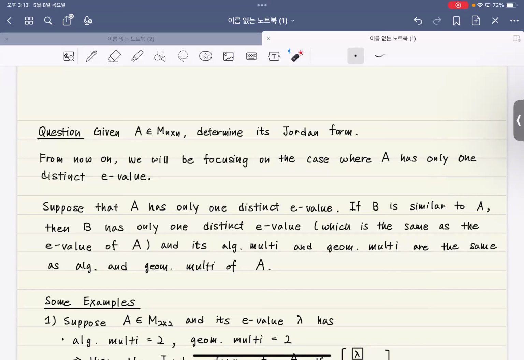Right. So if B is similar to A, then B has only one distinct eigenvalue, which is the same as the eigenvalue of A. And its algebraic and geometric multiplicities are the same as the algebraic and geometric multiplicities of A.